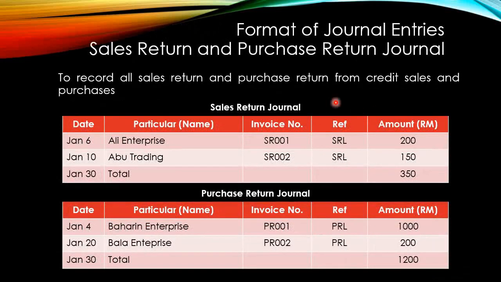Next is the sales return and purchase return journal. Let's say that Ali has returned 200 worth of goods. So the reference will be the sales return ledger. At the end of the month, you have the 350 total of sales returned. For the purchase return journal, you have 1,200. Okay, so the format for the purchase and sales journal is similar to the sales return and purchase return journal. It's just a list of your debtors and your creditors.